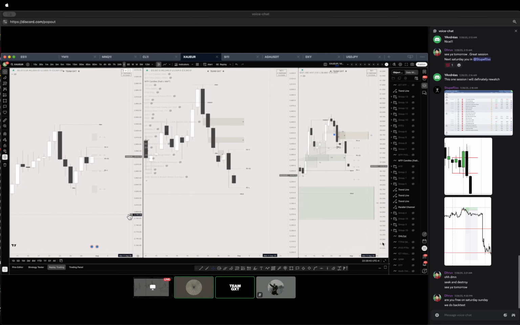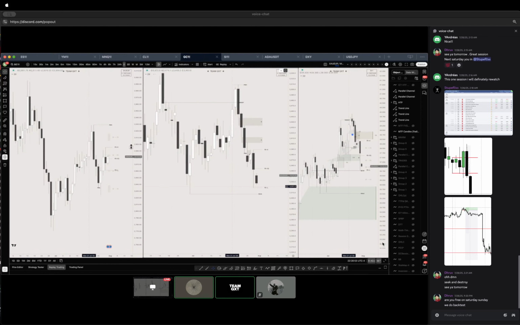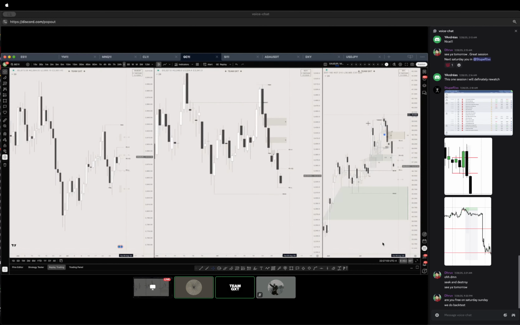You can clearly begin to see here that XE is looking more like a market maker buy model, whereas GC is more of a sell model here, with this being the target. In this case, silver kind of is more correlated in the fact that it's dumping along with gold.